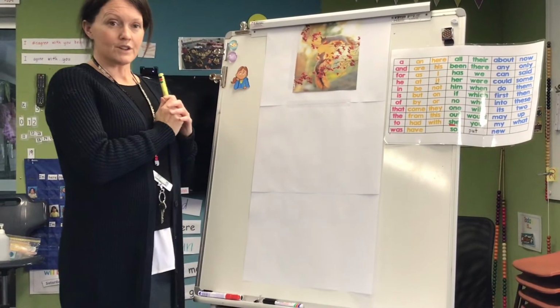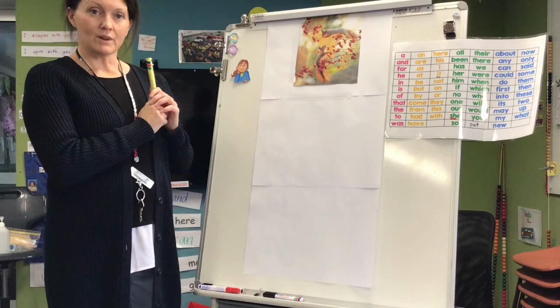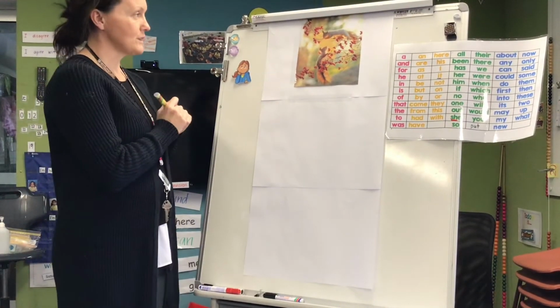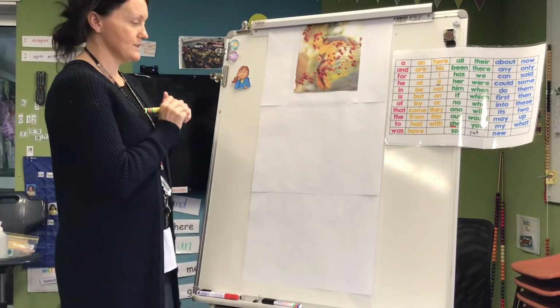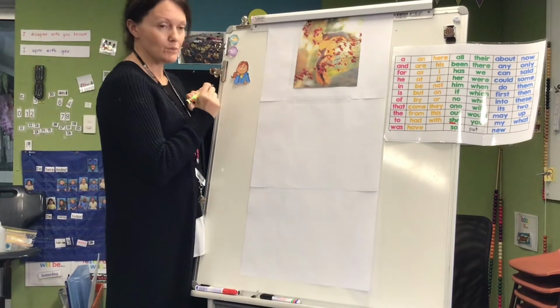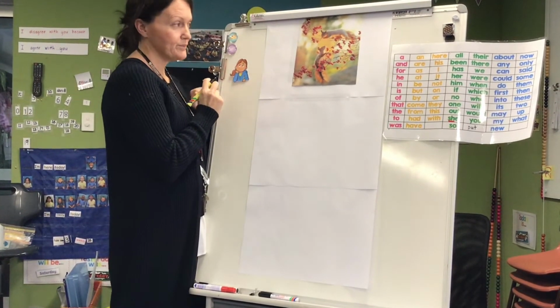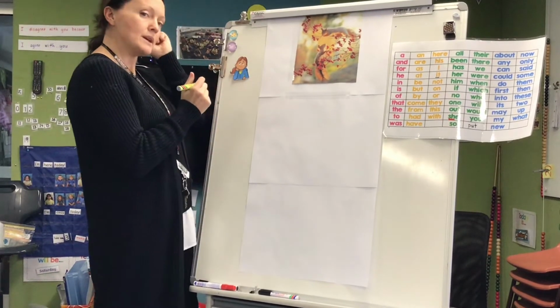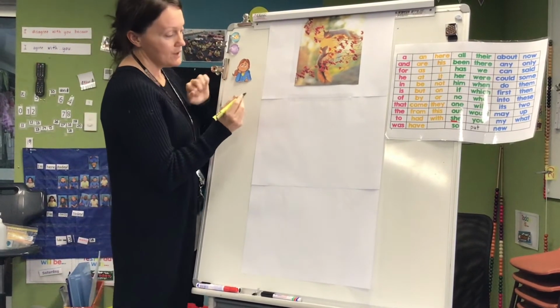So my first idea that I'm going to start my writing with is look at the squirrel, because I want the reader to know to look at the squirrel. So I'm going to write that. I'm going to start my writing with look at the squirrel. The word look might be a word you already know.